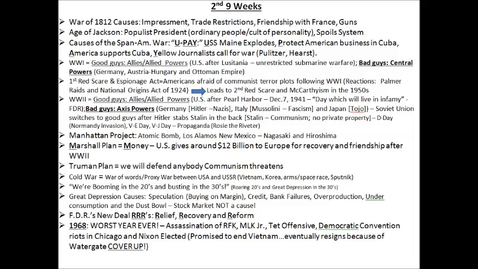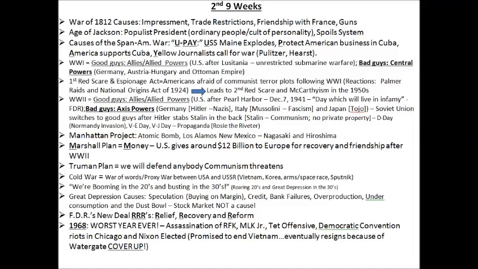Looking at the first Red Scare and the Espionage Act. Espionage is another word for spying, that sort of thing. So Americans are afraid of communist terror plots following World War I. The reactions to this are the Palmer Raids and the National Origins Act of 1924. And this eventually leads to the second Red Scare and McCarthyism in the 1950s, where Senator Joseph McCarthy is pretty much accusing everyone of being a communist.